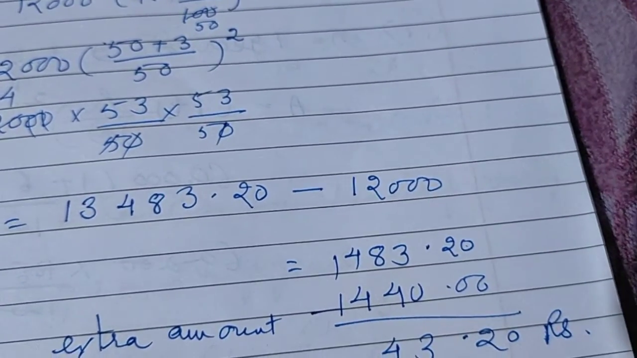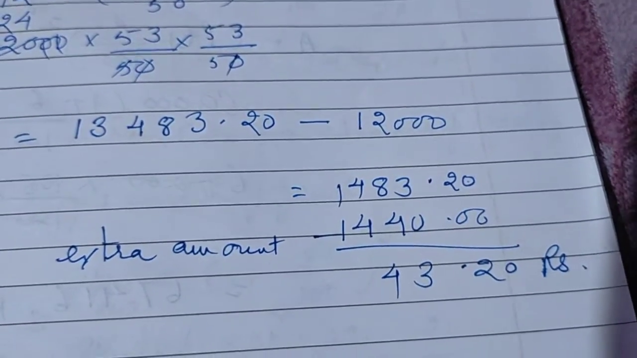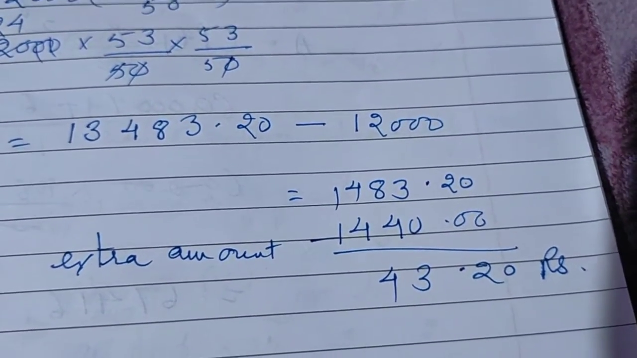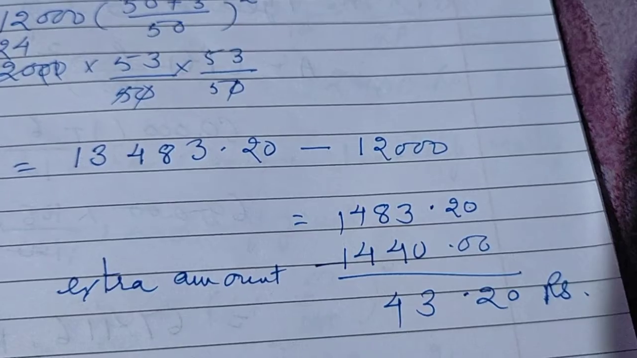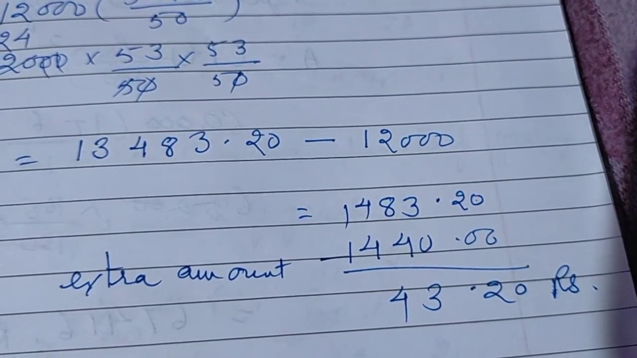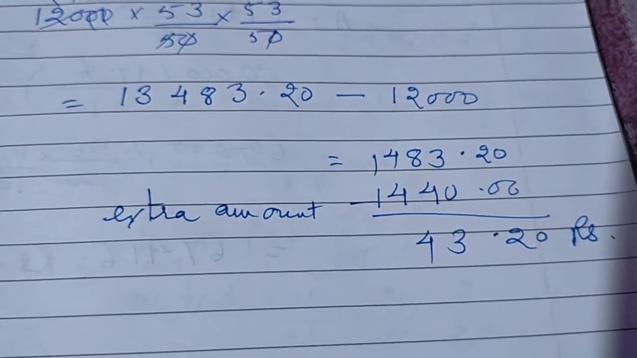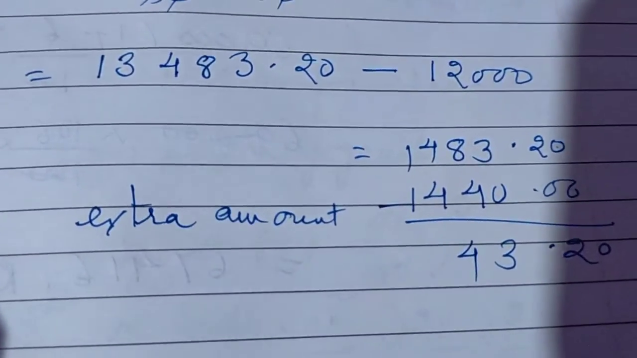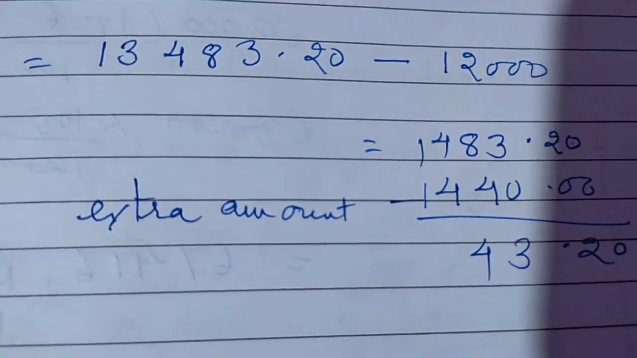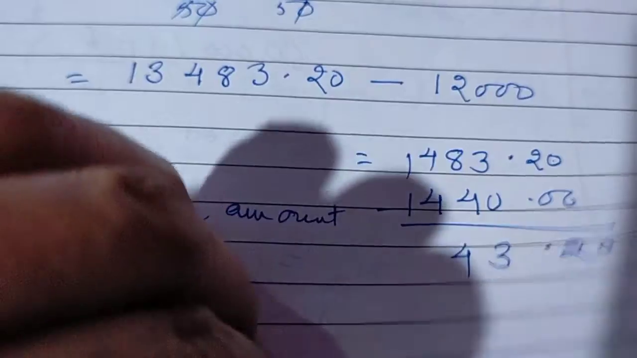13,483.20. Minus 12,000 from it, you will get the interest 1483.20. So how much is this interest more than 1440? 43 rupees 20 paise. That is the extra amount the person has to pay had he borrowed it on compound interest.